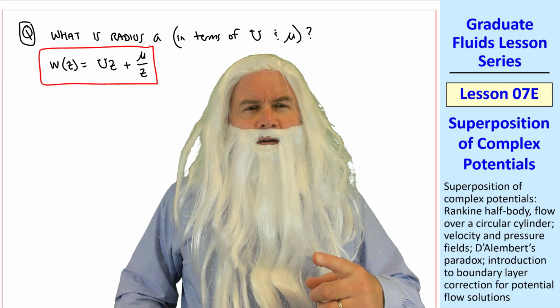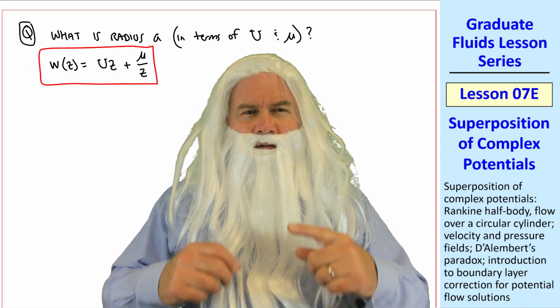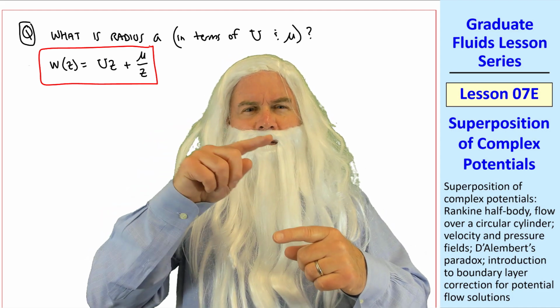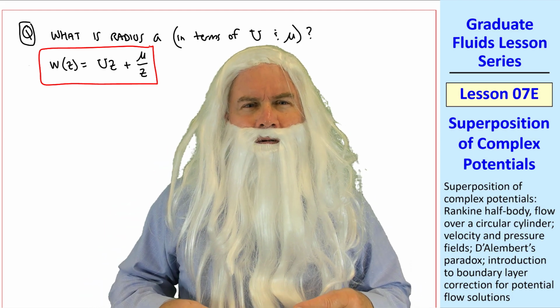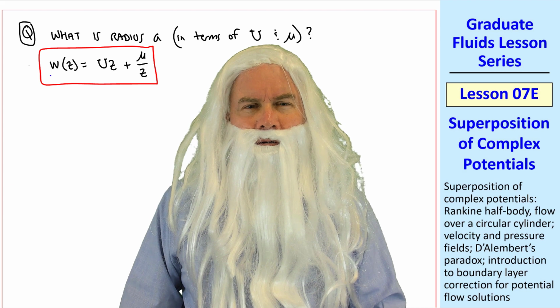I could do that one in my sleep, Sonny. A equals square root of mu over U. That's right, Pops. The math is actually quite simple.